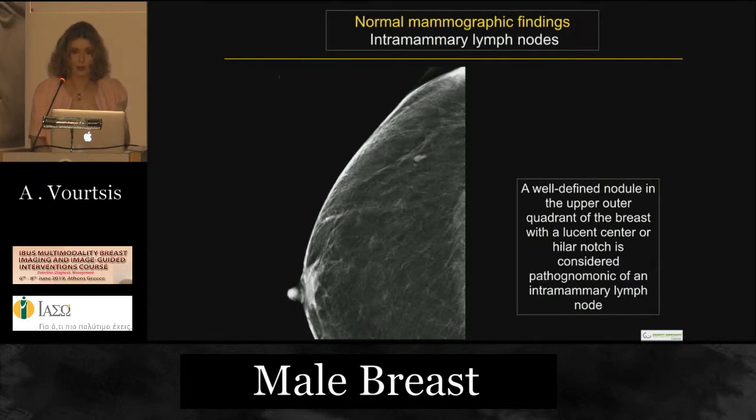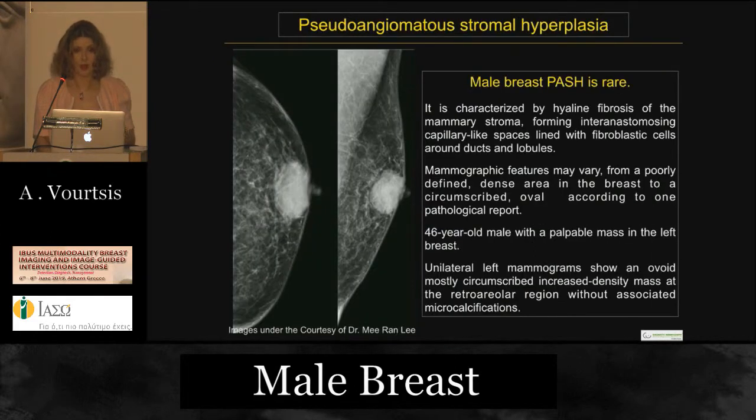Intramammary lymph nodes may also be found in men. Most of the cases, they are located in the upper outer part. They have typical benign morphology, just like the findings and the morphology that we are familiar with in females.